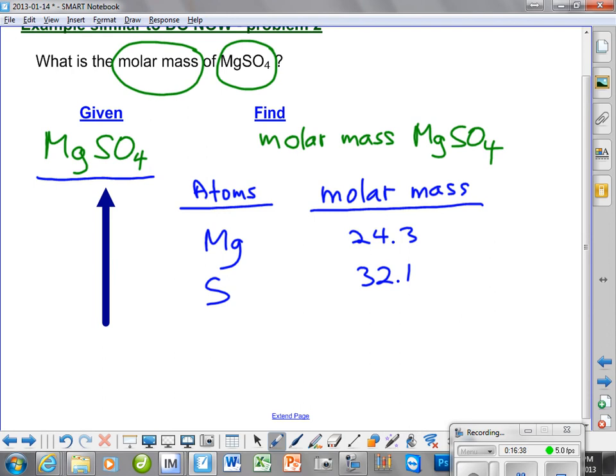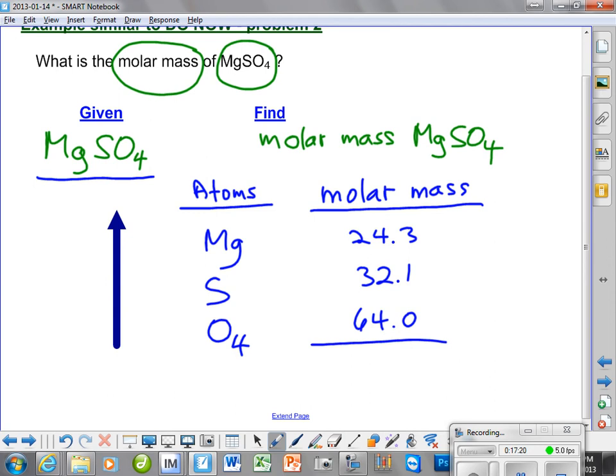And now for the last atom, Valerie. Could you tell us how many oxygens we have? How many oxygens in this? Yeah, okay, good. So we have 4 oxygens. What does that mean we're going to need to do with the molar mass? Yes, 4 times. And so what do we get for the molar mass of 4 oxygens? Just make it 16. 16 times 4. Yeah, 64.0. And now all we have to do is add it up.